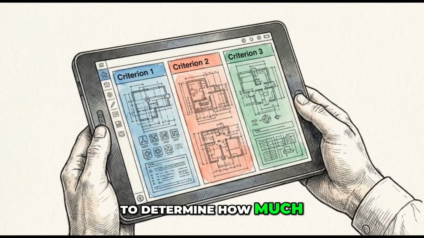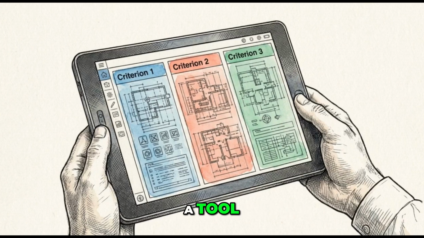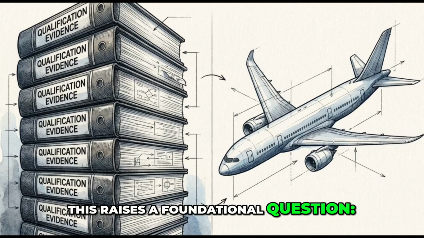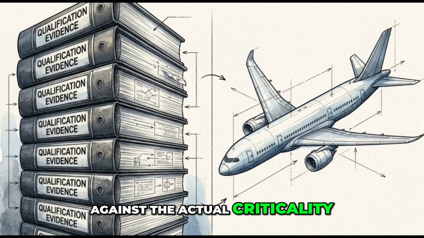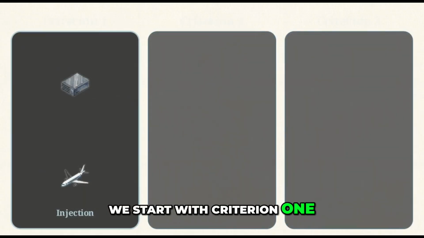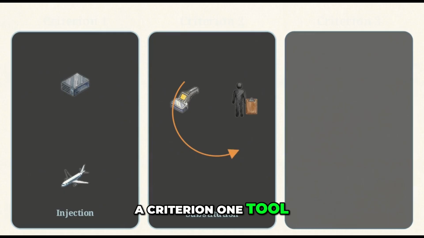To determine how much evidence is required for a tool, the standard uses a classification system. This raises a foundational question. How do we scale the rigor of qualification against the actual criticality of the flight software? We start with Criterion 1. This applies when the tool's output becomes part of the airborne software and could therefore insert an error into the system. A code generator is the primary example of a Criterion 1 tool.